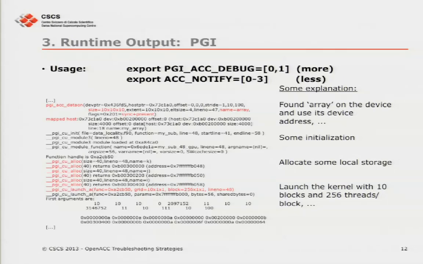Each implementation of OpenACC has a different format. This is PGI's. You can set these various environment variables to get output similar to Cray. Again, it's showing you that it found the array on the device, in the device memory. It's doing some initialization here, allocating some local storage, and launching the kernel.